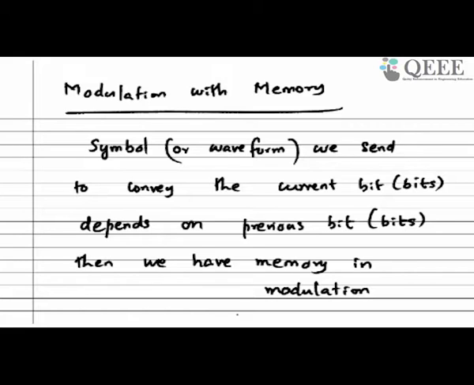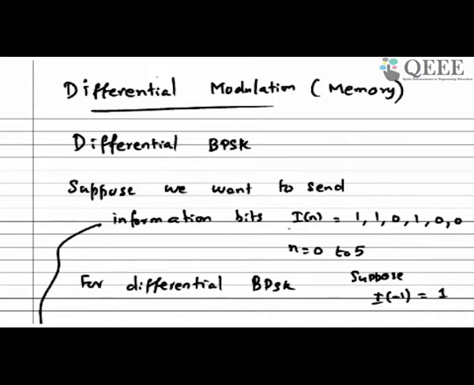Now to counteract that, to overcome that phase mismatch between the transmitter and receiver, you do something clever by introducing memory in your modulation. This is called differential phase shift keying, and that is what I am going to explain now. I am going to discuss differential PSK first.